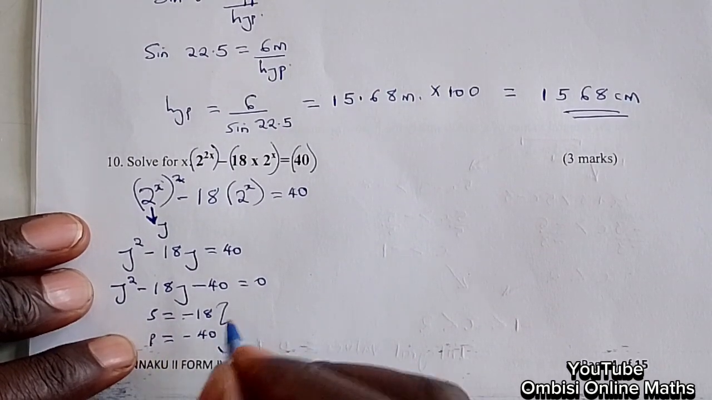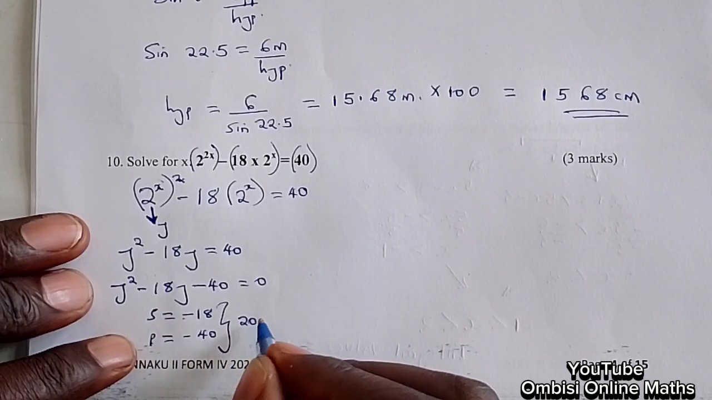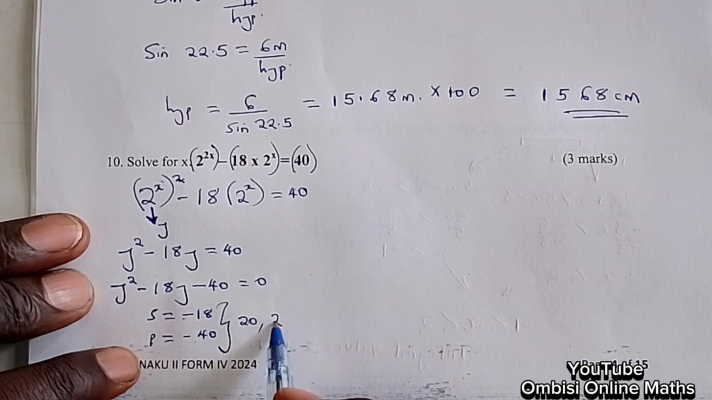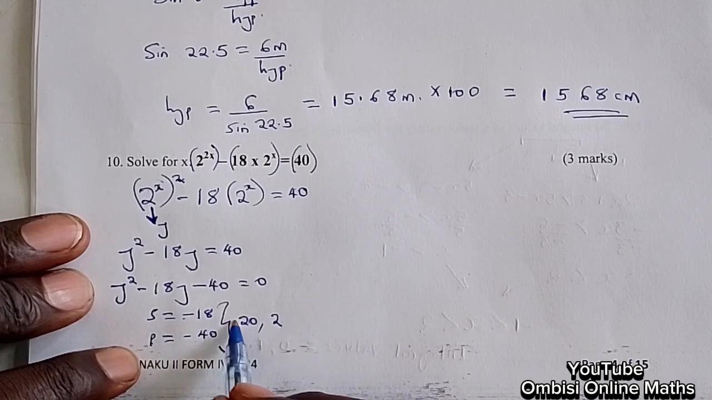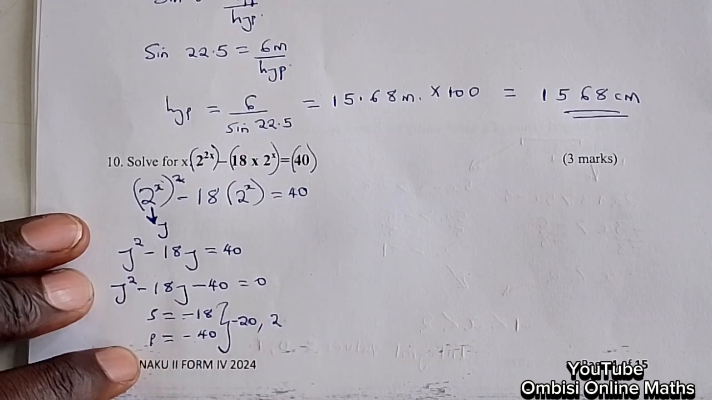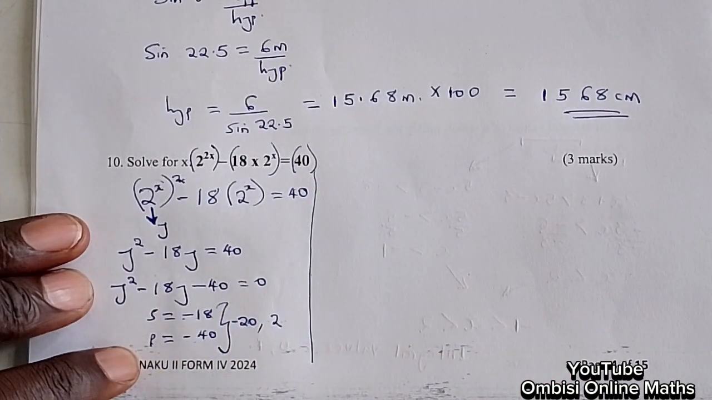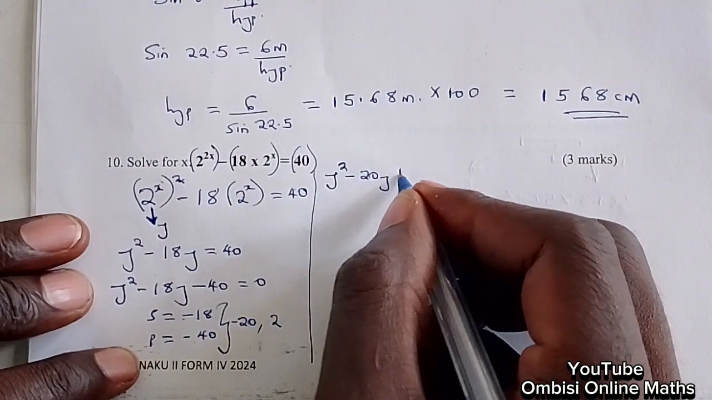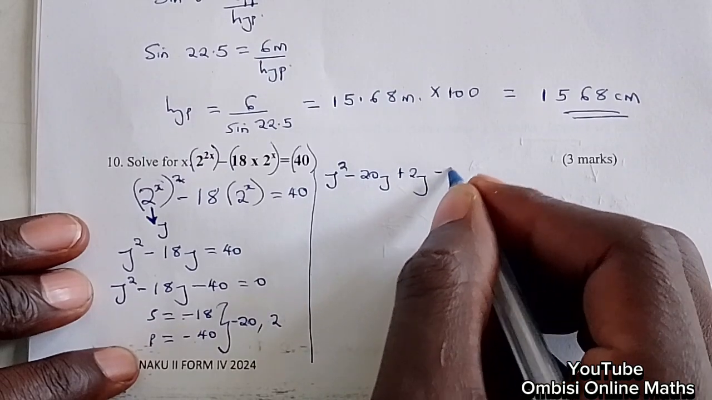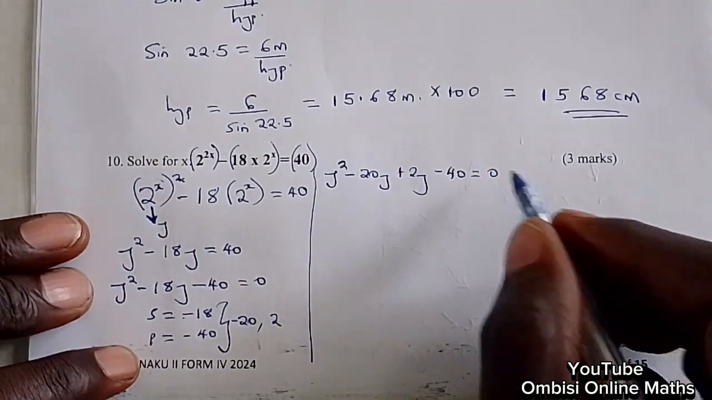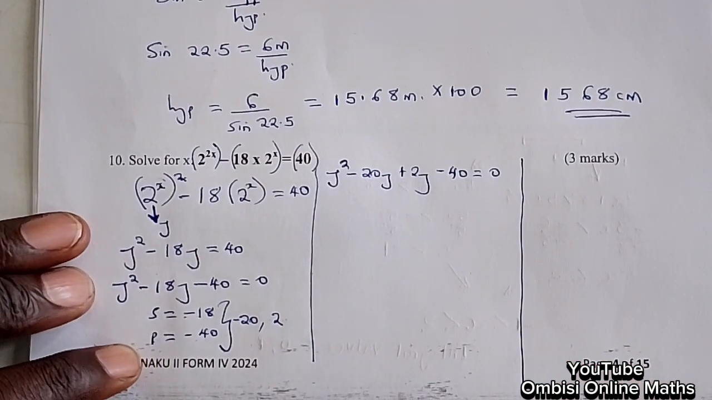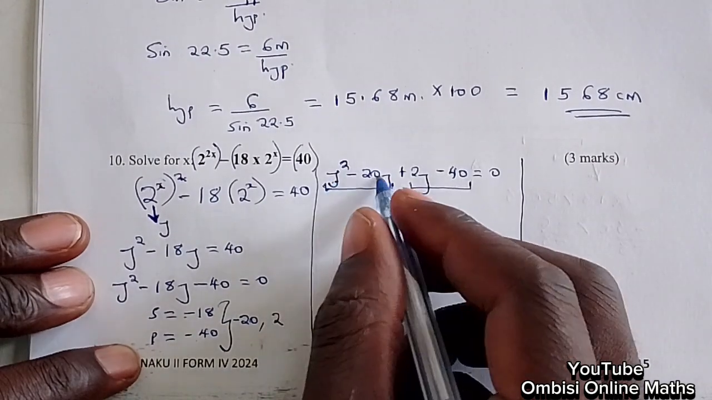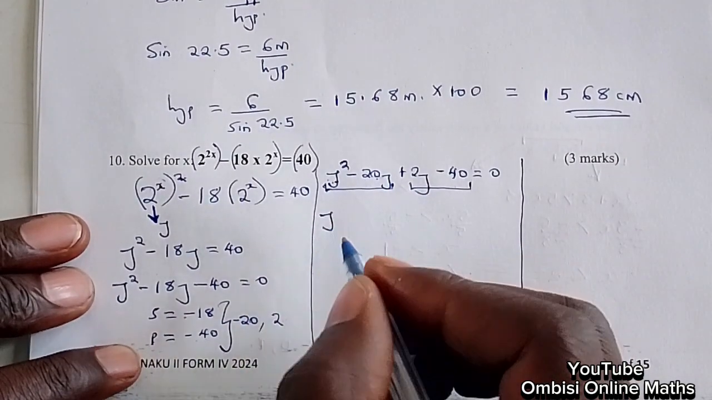Now 40 is a multiple of 20 and 2. So 20 times 2 gets 40. So among these two numbers, which one should be negative? It is negative 20, so that negative 20 plus 2 gives us negative 18. So what you're going to have next is y squared minus 20y plus 2y minus 40 equals 0. So if we solve this one, group the first two, group the last two. The common multiple here is y.